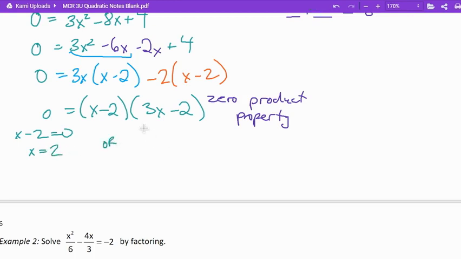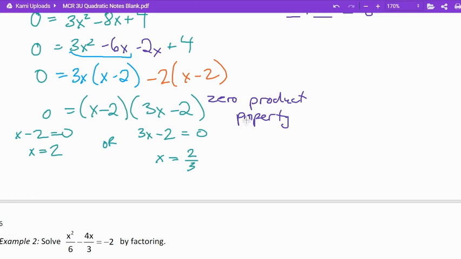Or the second case would be where 3x minus 2 equals 0. Go ahead and solve that. I hope some people are able to do this part in their head already. So we got 2 over 3. So these are the two possibilities. These are the two possible solutions that would make this equation equal to 0. And that's how we find our solutions.